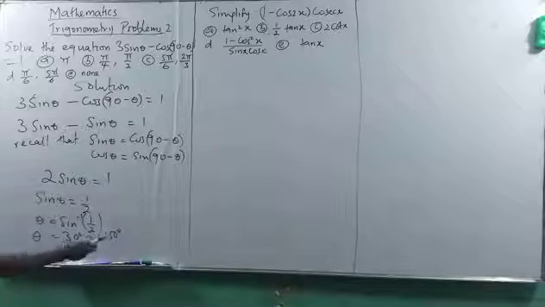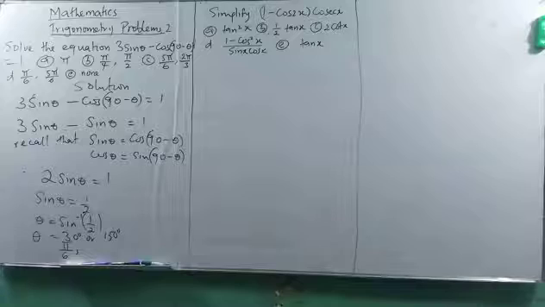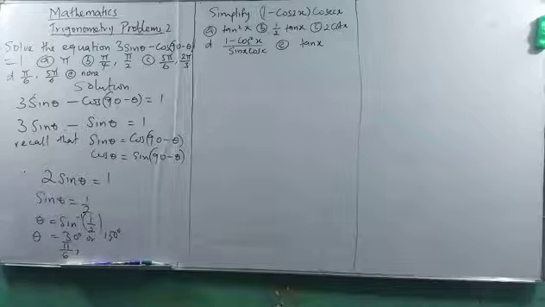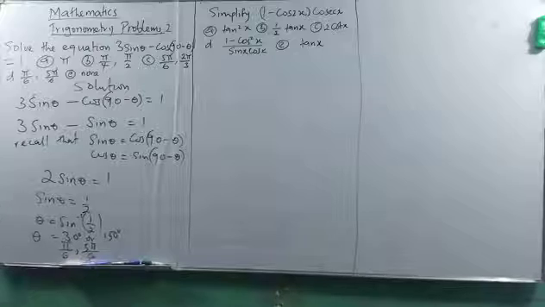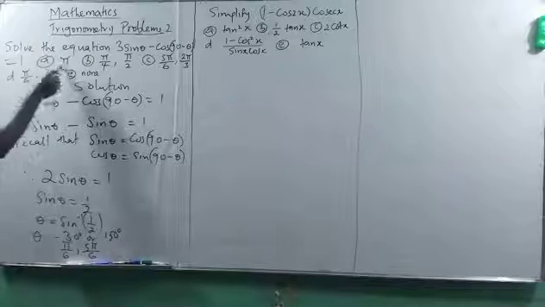and 150 will be 5 pi all over 6. 5 pi all over 6 will give us 150. That is what we are talking about. Now, that is the answer. I think the answer is this.